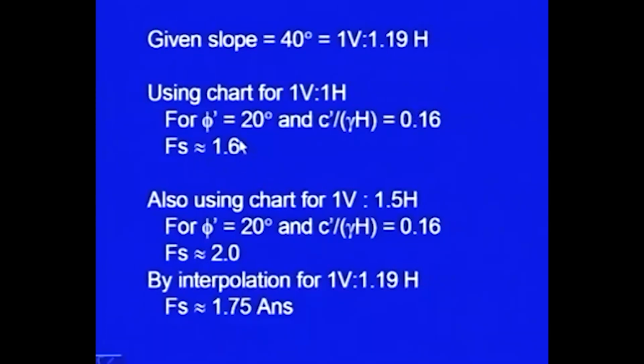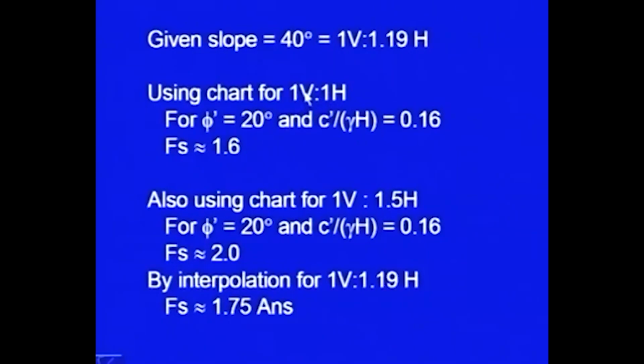So, corresponding to that intersection, then you have to interpolate f s also. So, it comes out around 1.6. Then we use another chart, it is 1 vertical is to 1.5 horizontal, and we do the same analysis for phi dash 20, c dash upon gamma h 0.16, and there I got this value f s is equal to around 2.0. So, now you can very easily interpolate.